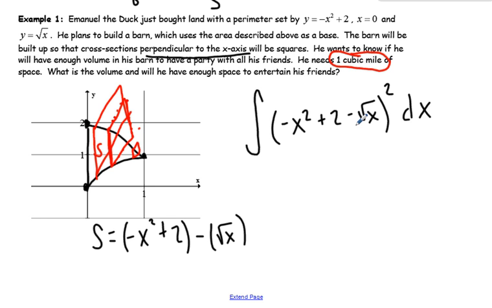So this s squared piece represents the area. The dx represents kind of like the width. And so if I add up a bunch of those, you'll end up with the volume. And then you need limits of integration. So we're going to be going from 0 to 1.